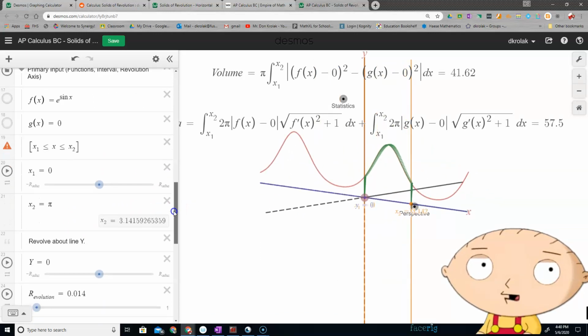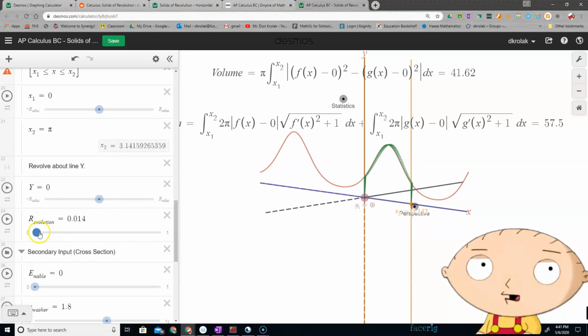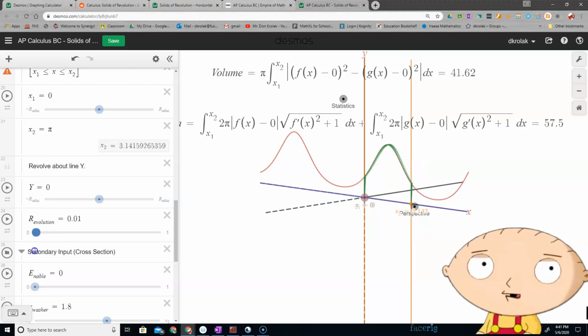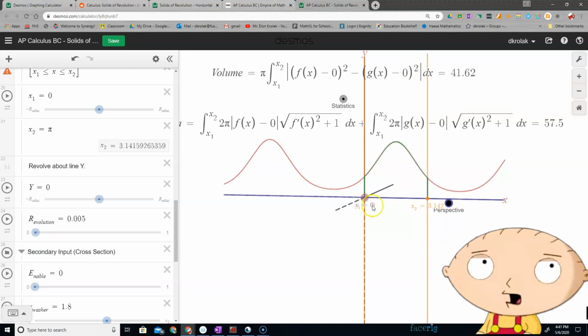And I'm going to now rotate that, to revolve it. I go down to 24 here and revolve that about the y-axis. And I get this shape. So if we change our perspective, just because this is so cool, and now we revolve that around our x-axis. And we want to calculate its volume.